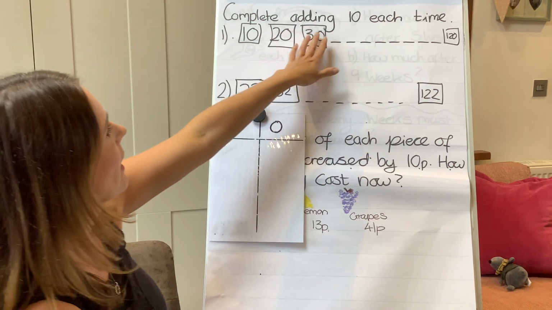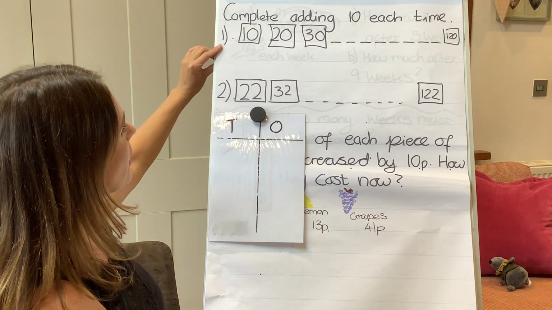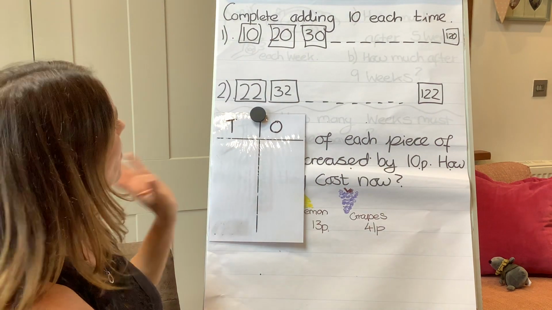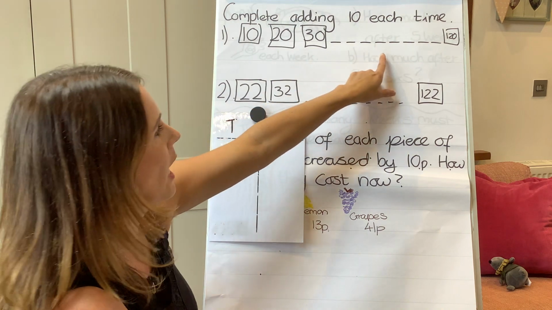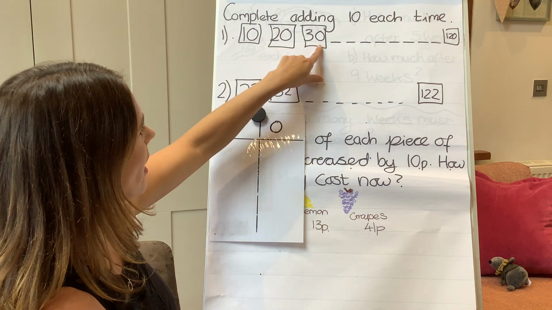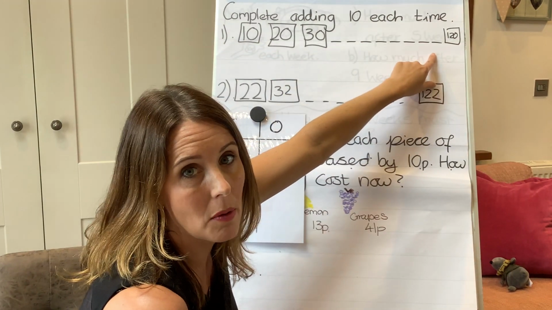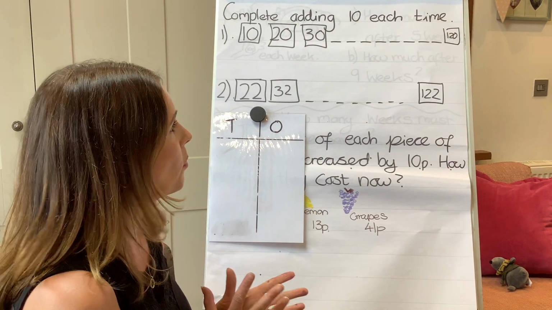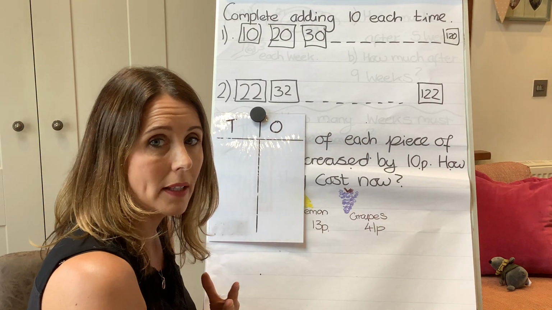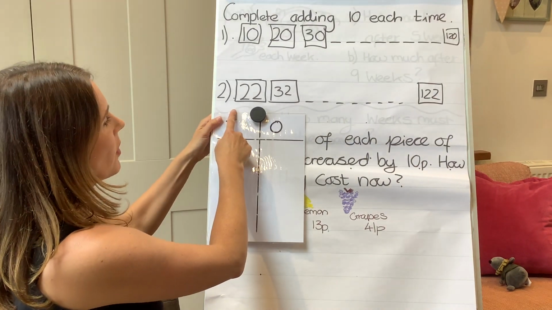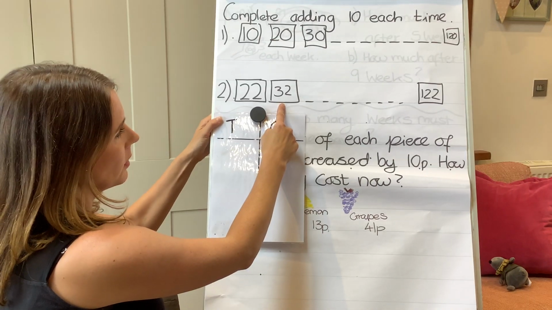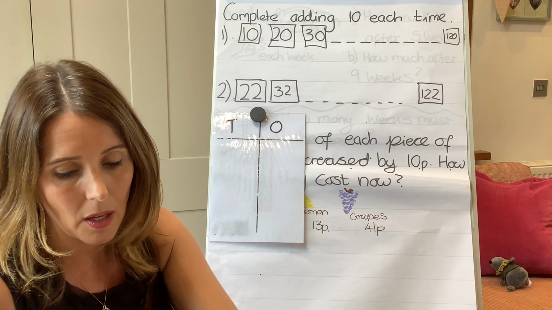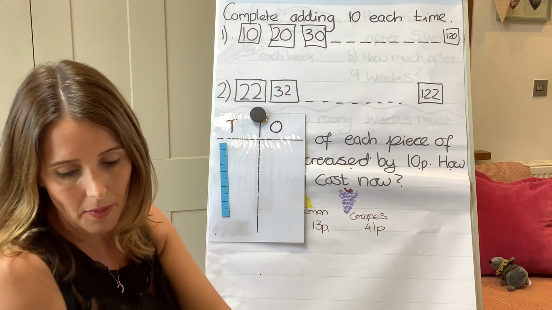So complete adding 10 each time. So look at question 1 and 2. Follow the number sequence, look at the patterns of the numbers, add on 10 each time. So you're going 10, 20, 30, and you're going all the way up to 120. Look at the pattern, what's happening to the 10s, what's happening to the 1s, and what happens to the 100s after a while each time. Here, we've got 22, 32, add on 10 each time. So make the number 32 using the base 10.